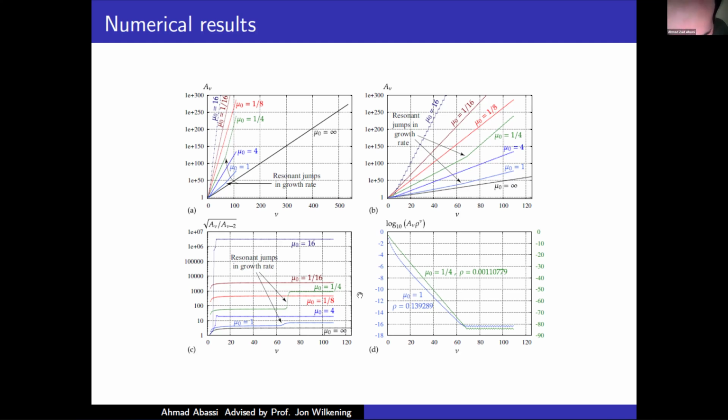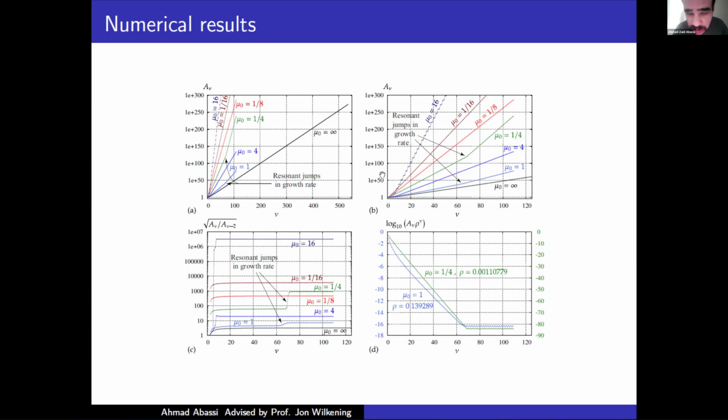If we take a look at the panel on the right, where we plot the log base 10 of a nu times rho nu, where rho is just this plateau, for two different depths, mu equals 1/4 and mu equals 1, the two depths that exhibit the kinks in the growth rate, where we rescale the vertical axis differently for each, we see that at the end, asymptotically, or at least to the order we were able to compute, they fizzle out at a stable level, and we can see the even-odd oscillations that would have appeared had we plotted just the ratio in panel C.